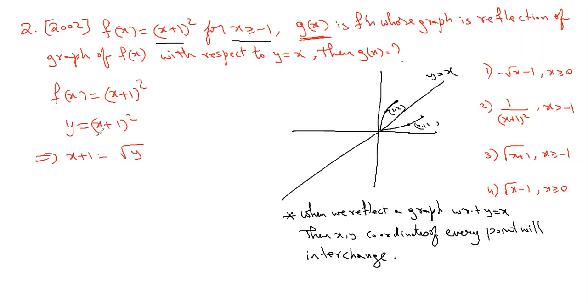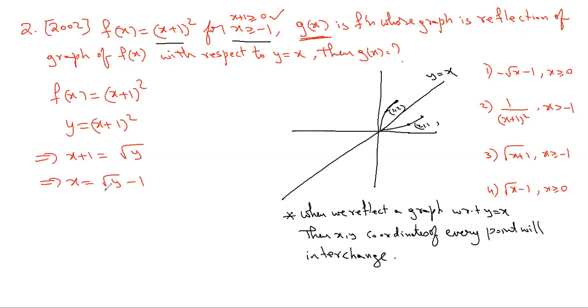So in general, when you take the square root, you write plus minus. But if you see the domain of f, x greater than or equal to -1 means x plus 1 is greater than or equal to 0. So x plus 1 is a non-negative value. That's why we won't write minus root y here. We take only the positive square root, because the x value should be in the domain. And after that you write x is equal to root y minus 1.